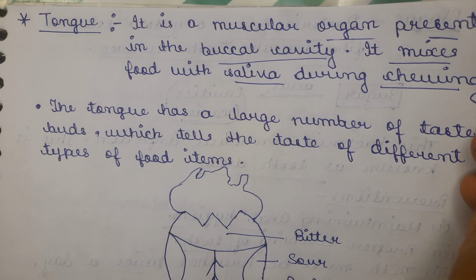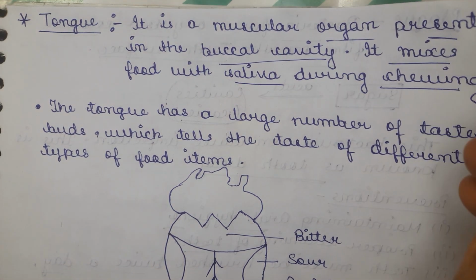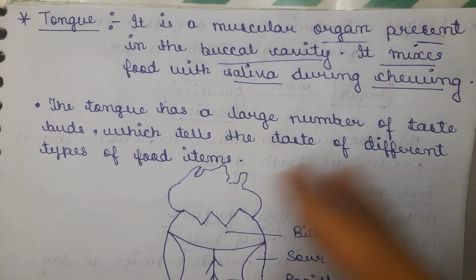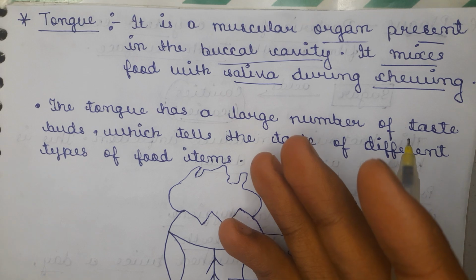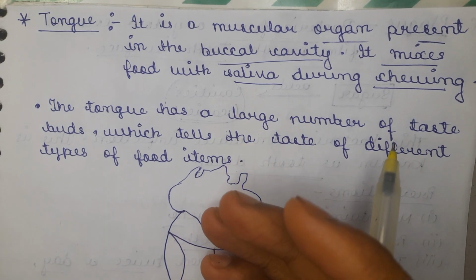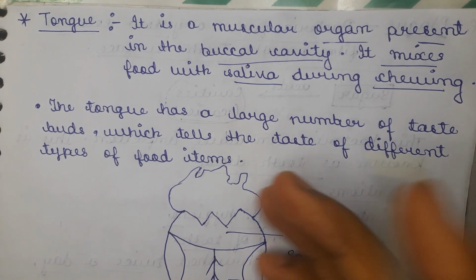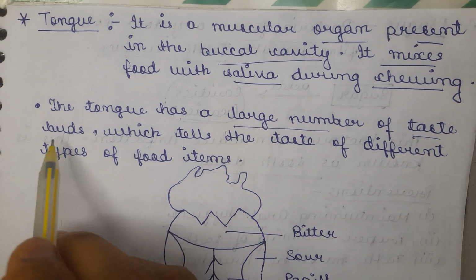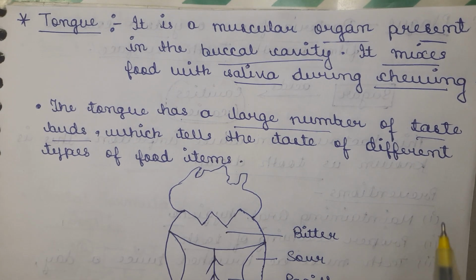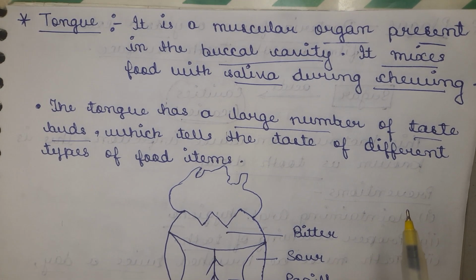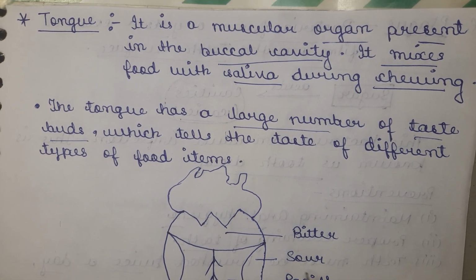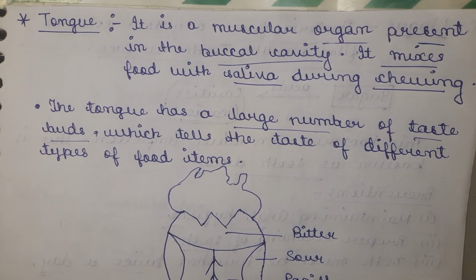Now, how do we taste the food we eat? We are able to taste the food we eat with the help of our tongue, and the tongue has a large number of taste buds. Taste buds are basically of various types such as bitter, sour, salt and sweet.